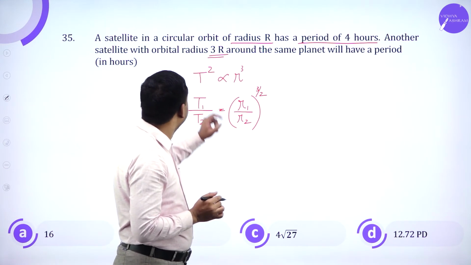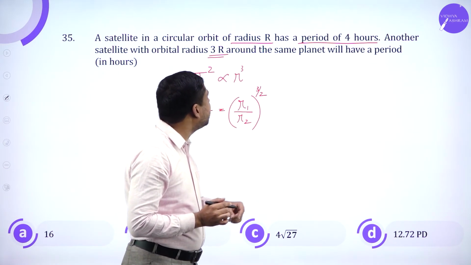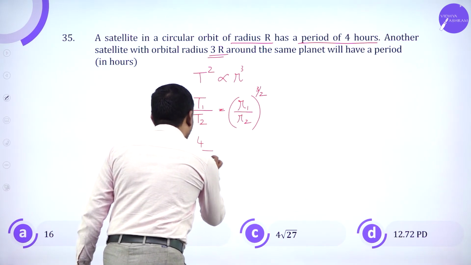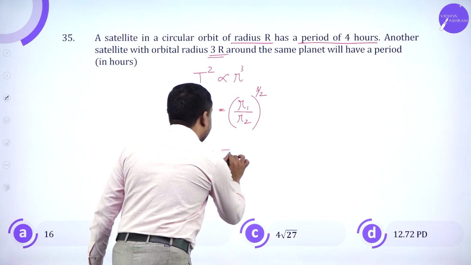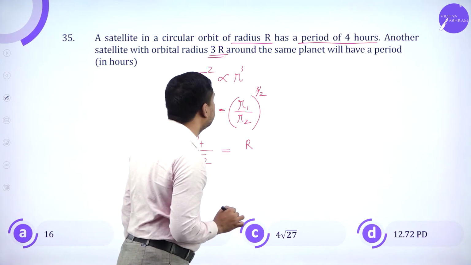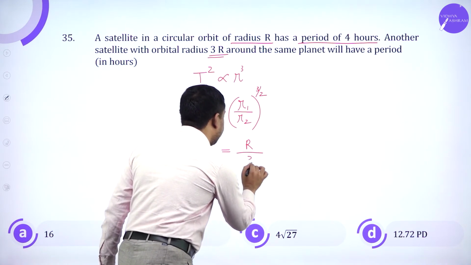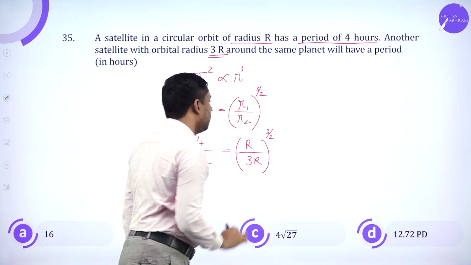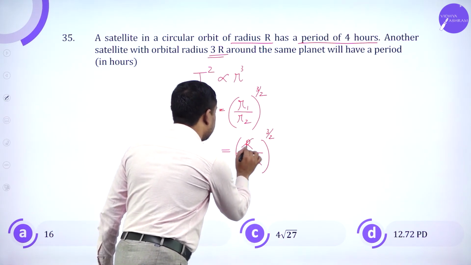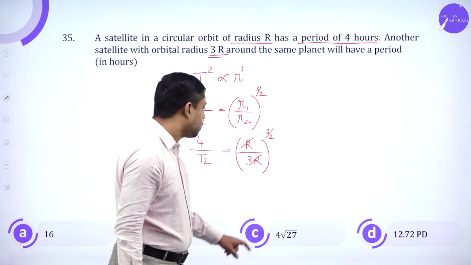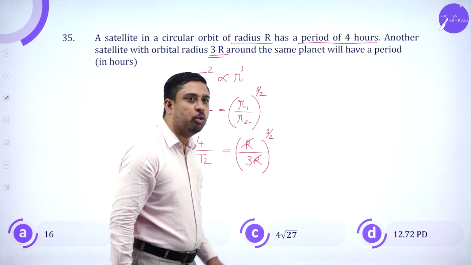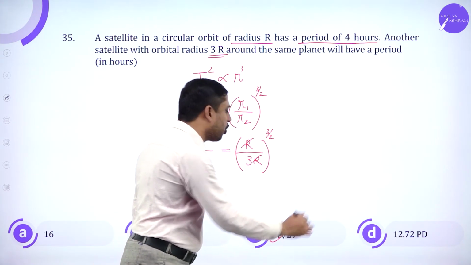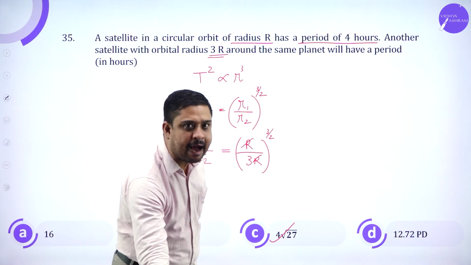Now, if the radius is R, period is 4 hours. So 4 by T2 is R divided by 3R. Now R gets cancelled. So you have 3 cube, which is nearly root 27. So 4 root 27 is the answer.